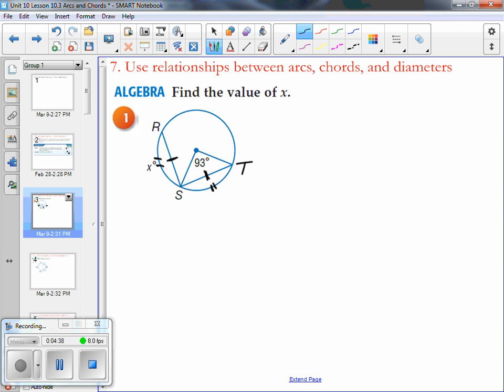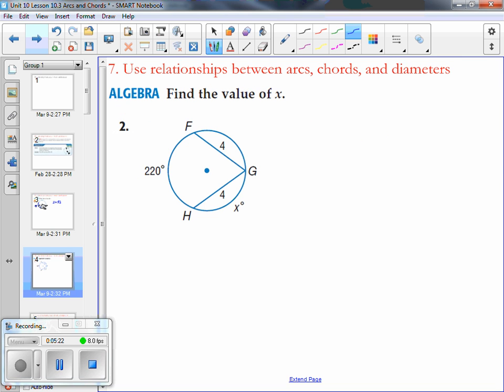Now, I know the measure of arc ST, and so do you. From the previous section, we know that when a central angle, an angle whose vertex is at the center, intercepts an arc, they have the same measure. So the measure of arc ST is 93 degrees. It's congruent to arc RS. So what's the measure of arc RS? 93. So what's x equal? 93. You follow the logic?